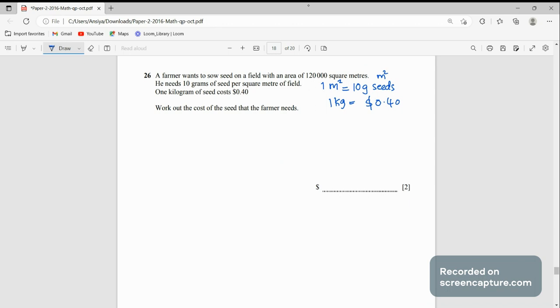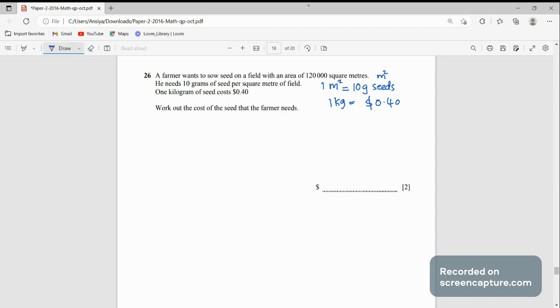Now, work out the cost of the seed that the farmer needs. See how much area he actually has. He has 120,000. He has this much area. So, how much seeds he needs and what does it cost? It's a word problem. Okay, take a minute, pause the video. First, think if you know how to do it, then do it, then play the video and see whether your answer is correct or not. Okay, I will start with the clue what's given.